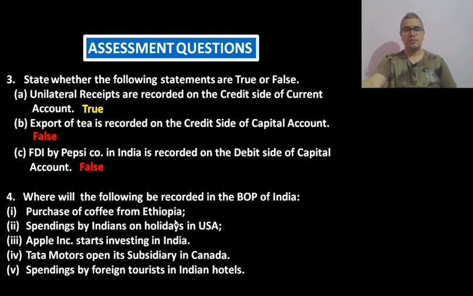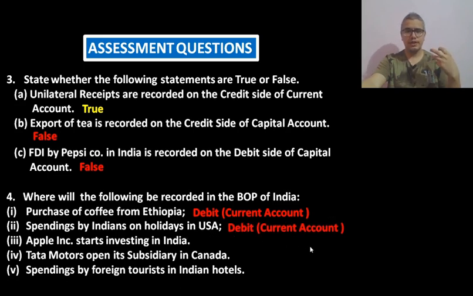First, purchase of coffee from Ethiopia. Purchase, so it is importing, money is going out of India, and what are we importing? Goods. So it will be recorded on the debit side of current account. Spendings by Indians on holidays in USA. Now Indians are going to USA to spend holidays. So obviously money will go out of India, and since holidays involve services and goods, it is part of current account. This is also a part of debit current account.